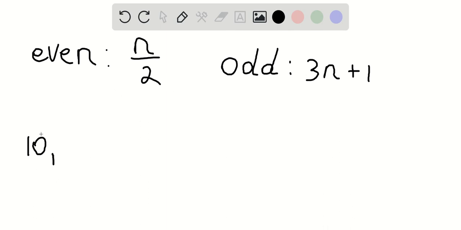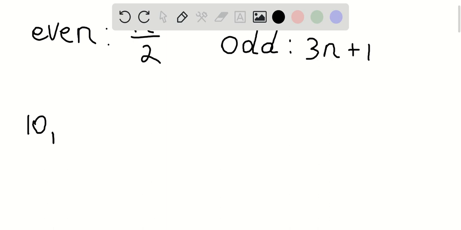So our first number we're picking is 10. 10 is going to be even, so we divide it by 2. Well, dividing it by 2 is half of 10, so this is 5. So our next number in the sequence is 5. Okay, and then 5 is odd. So we multiply it by 3 and then add 1. So 3 times 5 is 15, and 15 plus 1 is 16. So our next number in the sequence is 16.